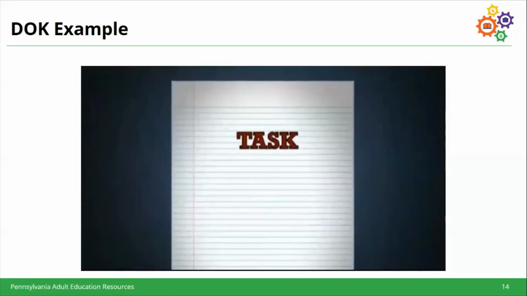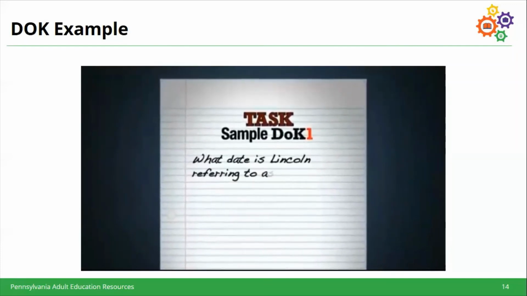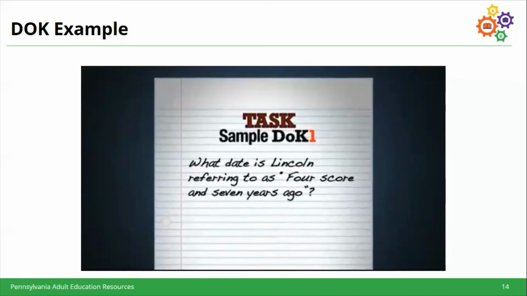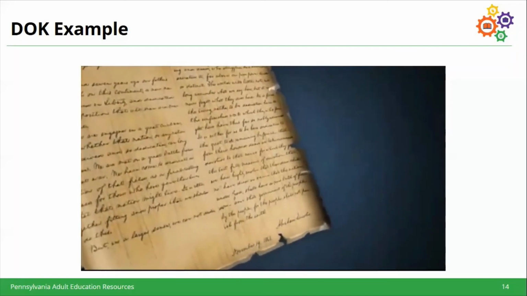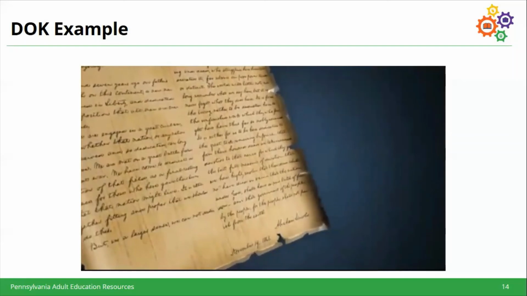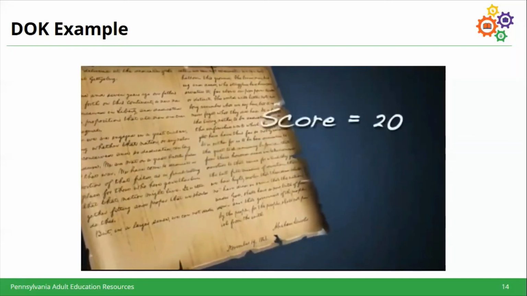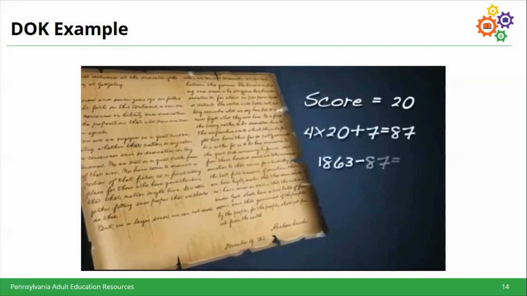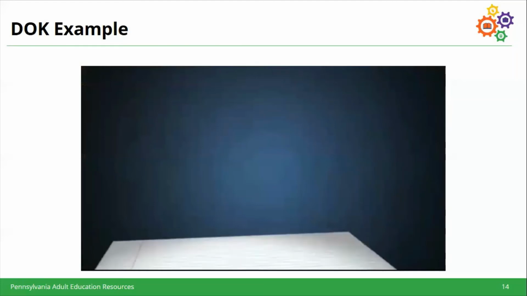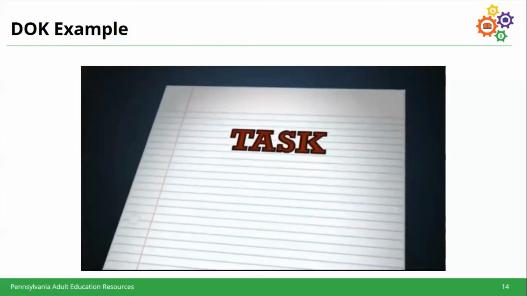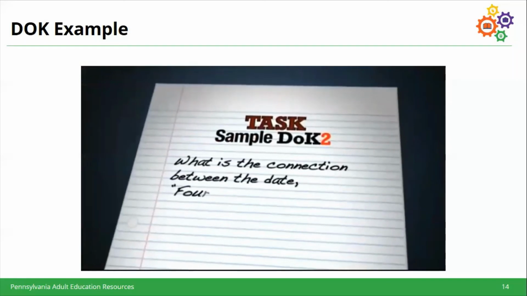A sample DOK Level 1 task for this text is, what date is Lincoln referring to as 77 years ago? Although this task has a couple of steps, it is DOK 1 because it asks students to identify a footnote explaining that score equals 20 and then do a simple math word problem to calculate that the reference date is 1776.